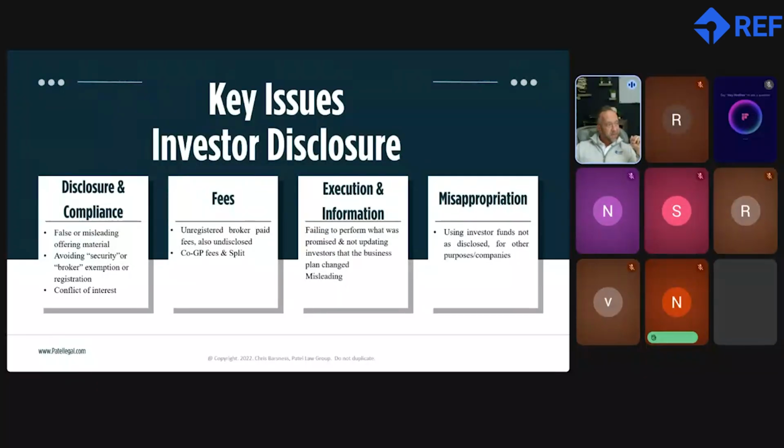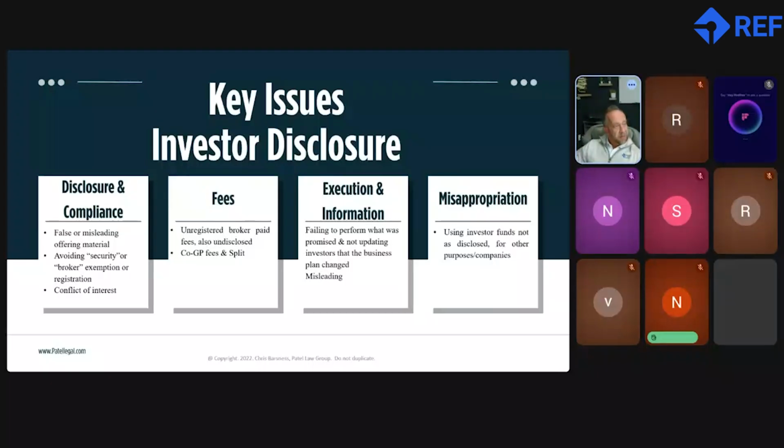Also, when it comes to compliance, avoiding, quote unquote, security exemptions or registration. The example of this is, hey, we're just going to keep doing this as a partnership. We're going to form an LLC. We're going to bring in basically LPs into this LLC, and I'll get a cut, a 20% split, and some management fees, but we're not going to comply with securities law. Well, that can lead to the right of rescission. The SEC could potentially come after you criminally, but that's pretty rare.